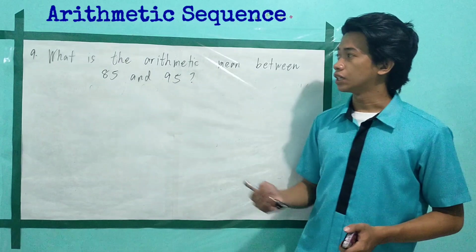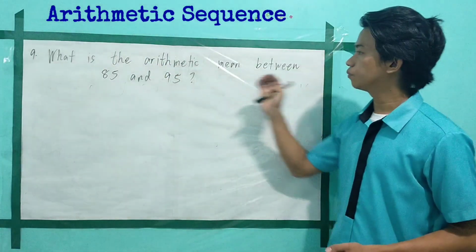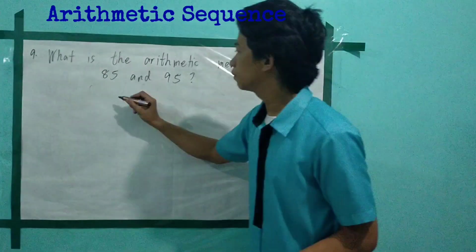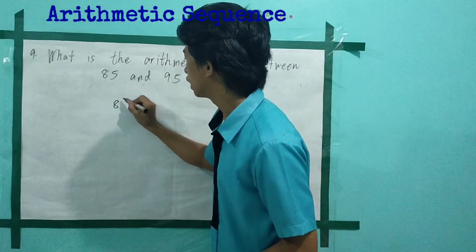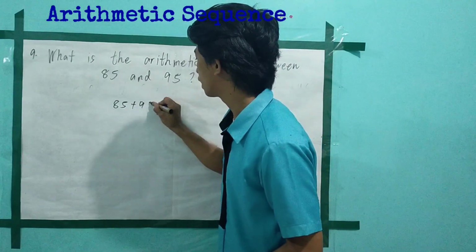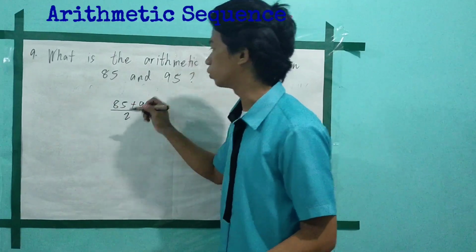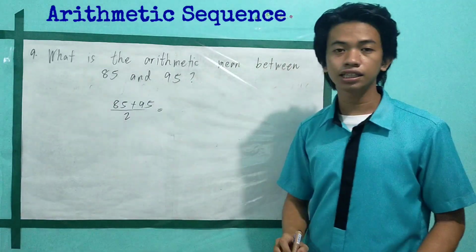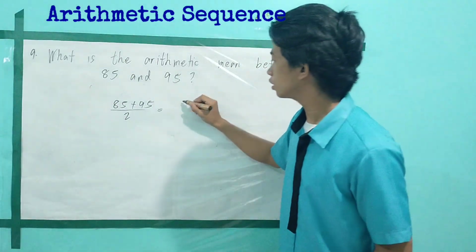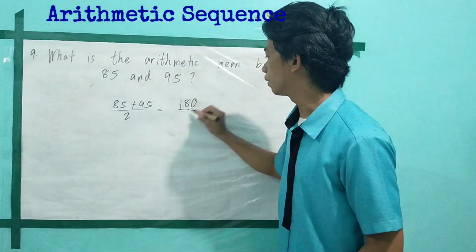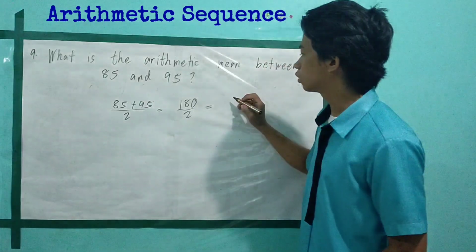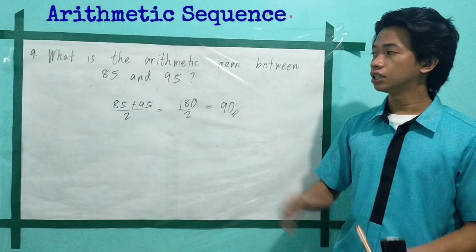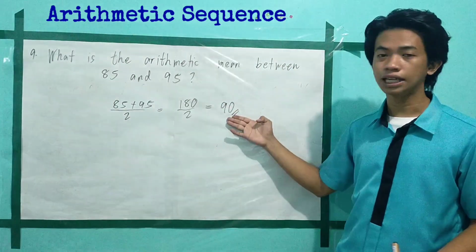Problem number 9. What is the arithmetic mean between 85 and 95? So, maging arithmetic mean lang natin dyan is 85 plus 95 divided by 2. Since 2 terms lang naman dyan. So, 85 plus 95, we have 180 divided by 2, which is equal to 90. So, ang ating arithmetic mean given this problem is 90.